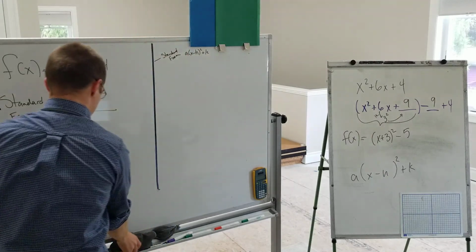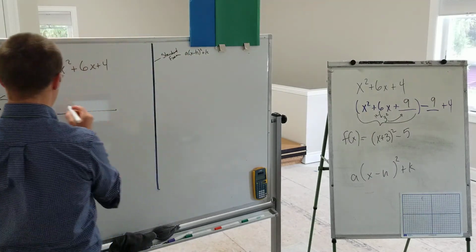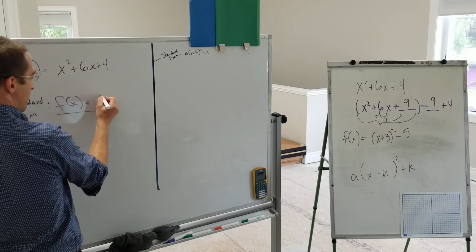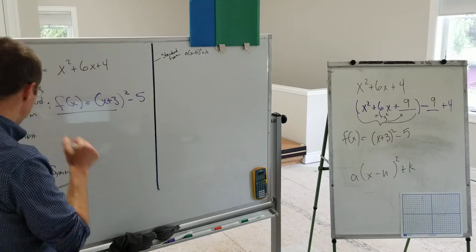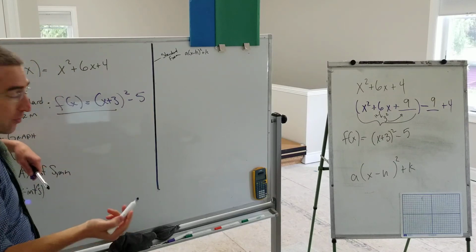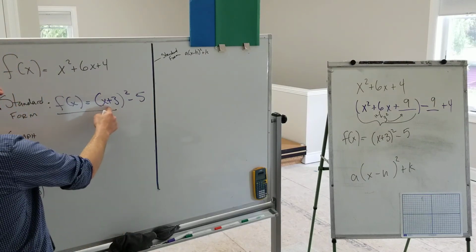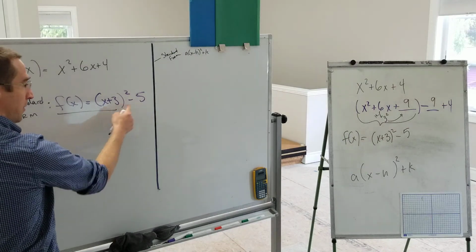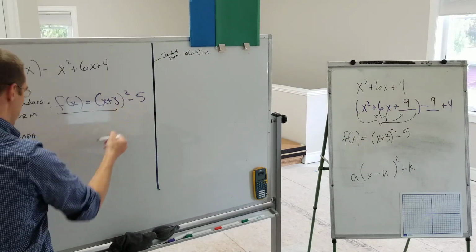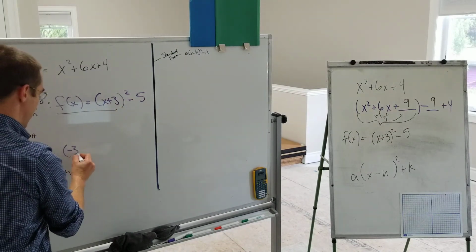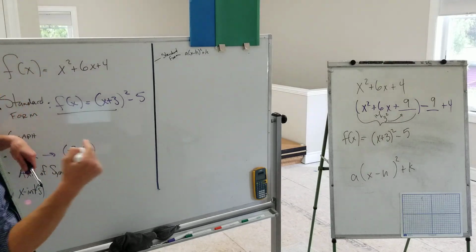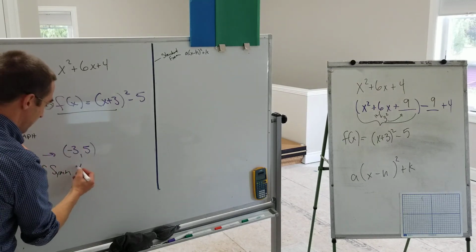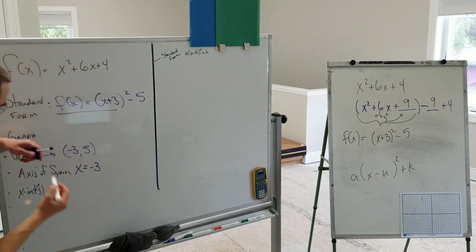So now we have f of x equals x plus 3 squared minus 5. Hey, we can find the vertex now pretty easily. Negative 3, comma negative 5. Remember, it's always the opposite of this for your x, and that's your y. So the vertex is at negative 3, comma negative 5. The axis of symmetry is always x equals the x number for the vertex. So x equals negative 3.